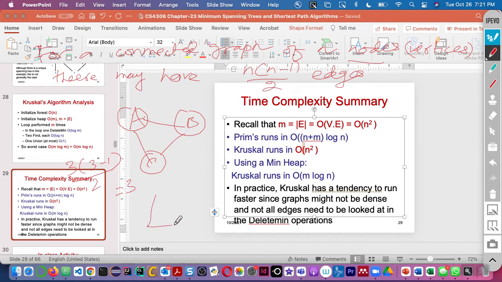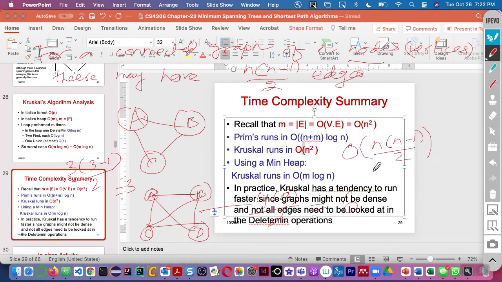So if a connected graph is like this, A, B, C, D, how many edges can it have? In that case, we have n equal to 4, right? 4 vertices. 4 into 3 divided by 2, that means 12 divided by 2 equals 6 edges. You see that 1, 2, 3, 4, 5, 6, maximum 6 edges. So big O of n into n minus 1 divided by 2 equals big O of n squared. This is why they said big O n squared.